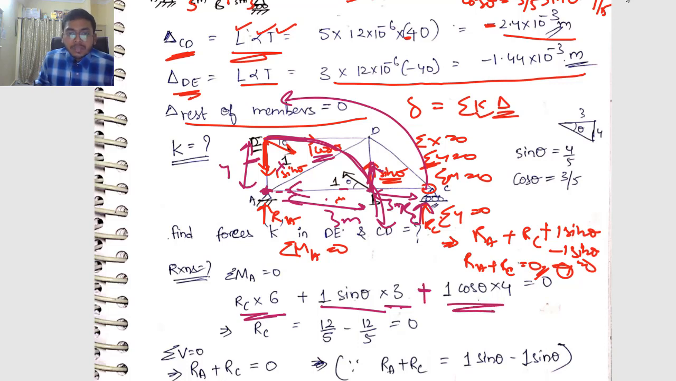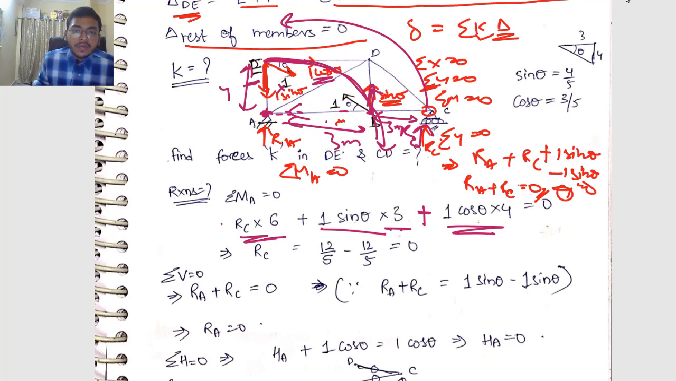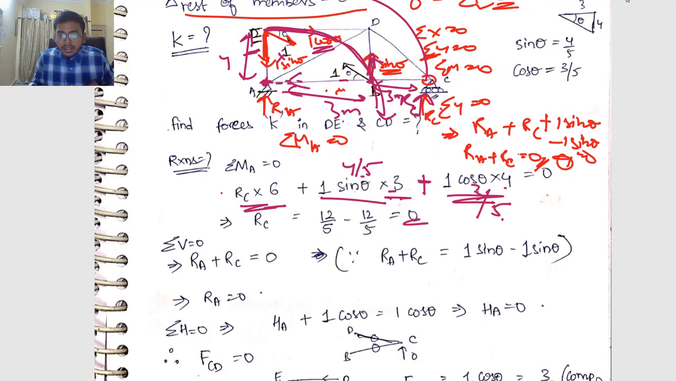It is up to you. If you have taken clockwise as positive, obviously these two would have been negative, so you will be getting the same answer. It doesn't matter whether you take positive or negative for clockwise or anti-clockwise. So your RC value is 12 by 5 minus 12 by 5 equals 0, because what is your sin theta value? You have calculated sin theta as 4 by 5. Cos theta value was 3 by 5. So 4 into 3, 12 by 5, and again here also 4 into 3, 12 by 5. If you subtract, you will be getting 0.